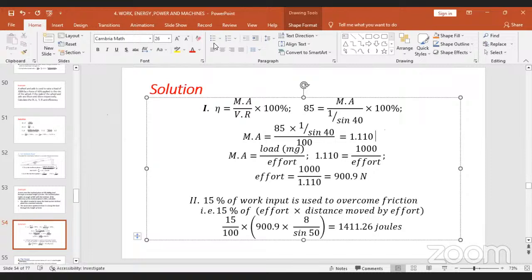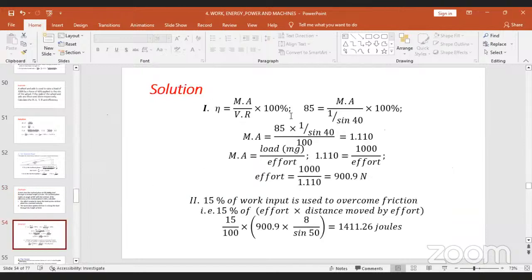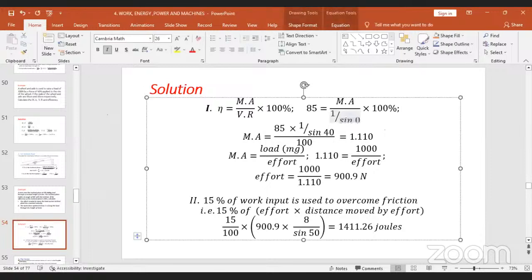James Macharia, yes, I don't know whether your hand is up. I think the angle should be 50 because the question was saying that it made an angle of 40 degrees with the vertical. Let me just go back. The inclined plane makes an angle of 40 degrees with the vertical. Oh, yes, it remains 50. That's correct.